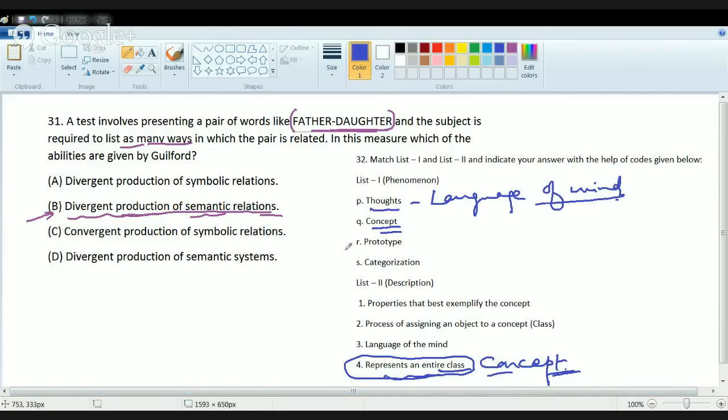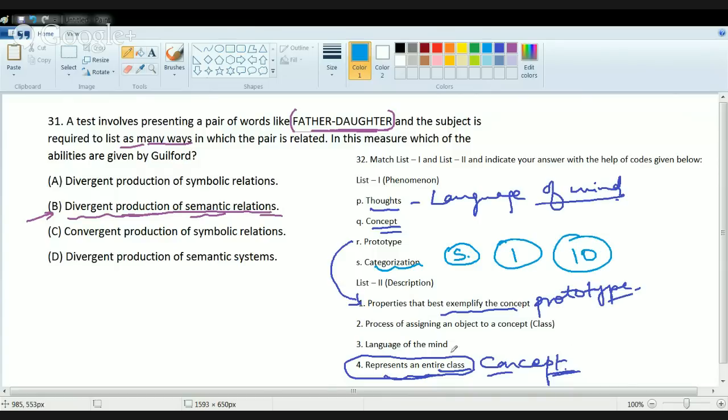Next is prototype. Prototype is something or a property that best exemplifies the concept. That means when you are trying to explain the concept in a much more elaborate manner, it is known as a prototype. Okay, the next here is categorization. If I say all these are small children, all these are class 1 students, and all these are class 10 students, what I am trying to do is categorize students based on their age group and their classes. So it's a process of assigning object to a concept or class. So that is what is known as categorization. So we have understood all the 4 terms here.